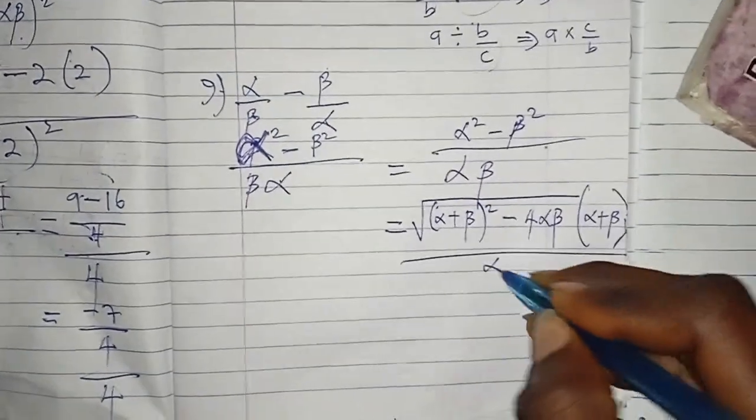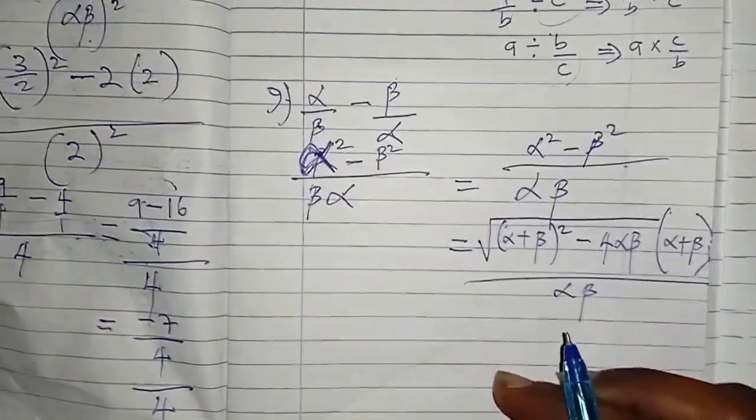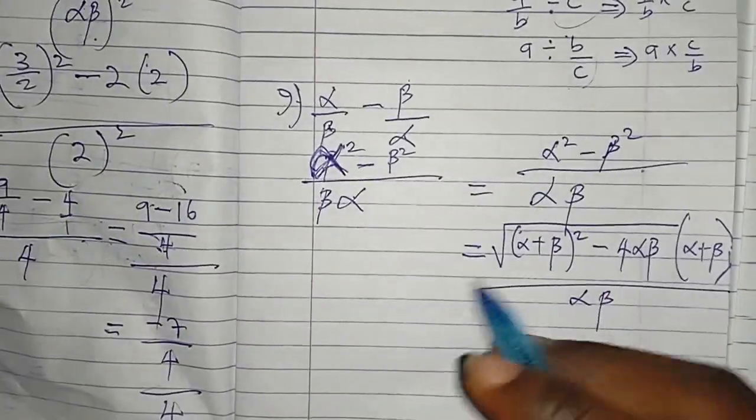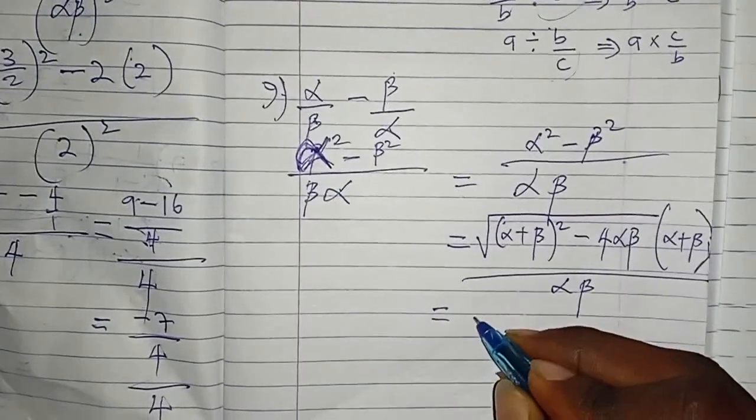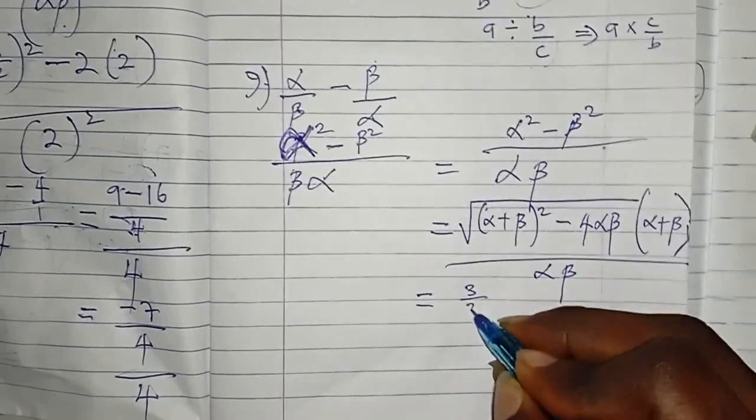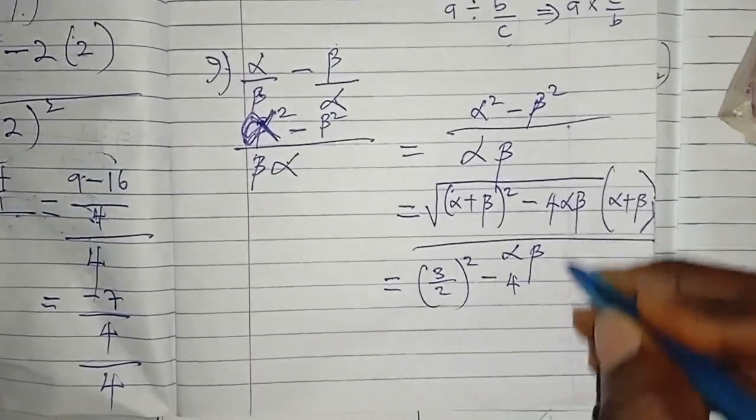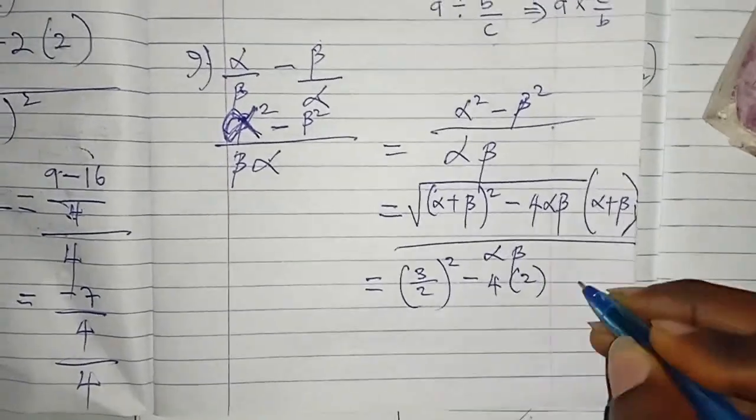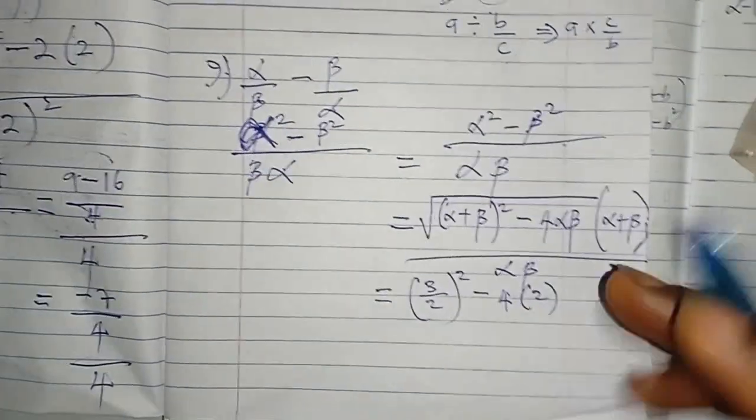All over alpha beta. So this is what we have for this. So let's now substitute. We know that in this question alpha plus beta is 3 over 2. So 3 over 2 all squared minus 4 alpha beta, which is 2. Then this one is not part of the square roots, so you'll be aware.